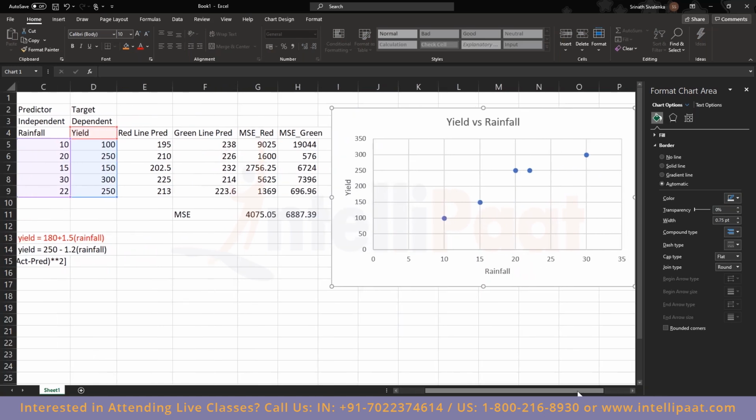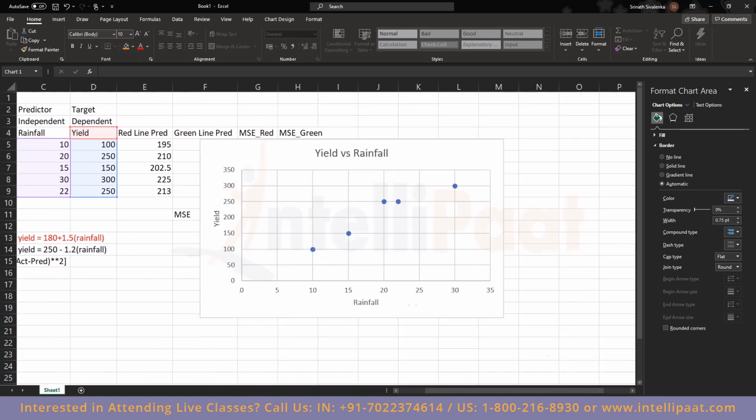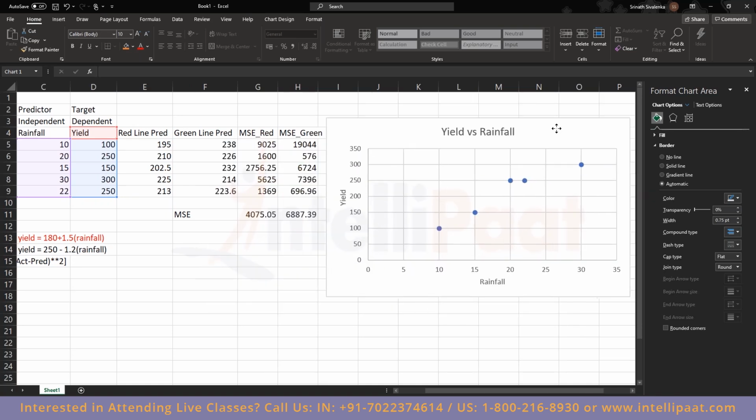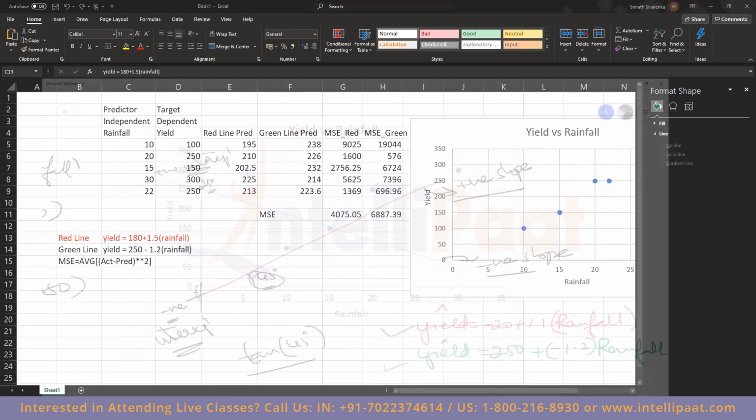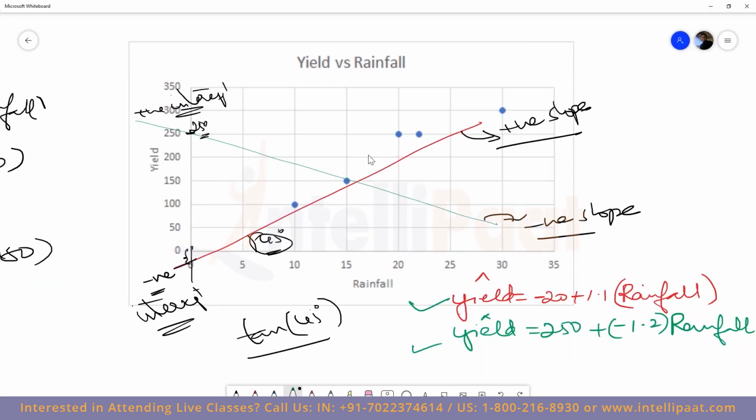I think the crucial part is for you to just understand this chart, right? If you look at this particular chart, the red line is closer to all your data points than your green line. Your green line is probably a bad fit. The red line is a better fit. That's the whole story in this particular chart, so to say.